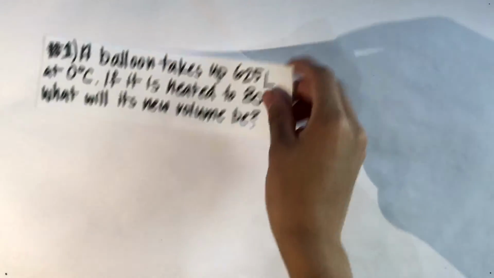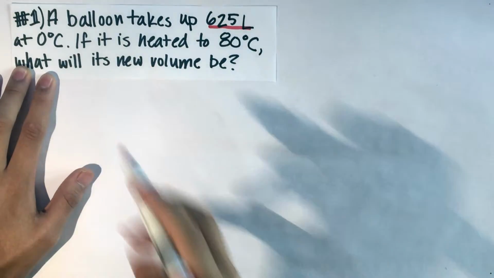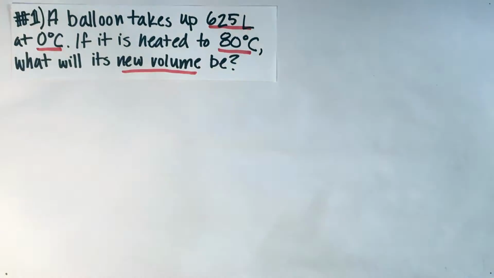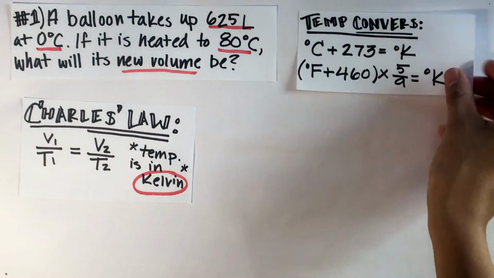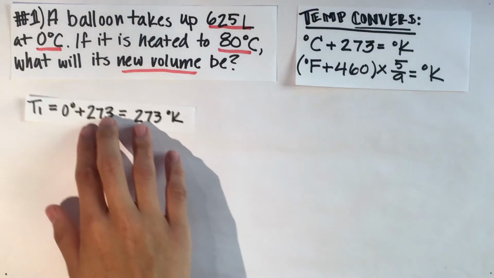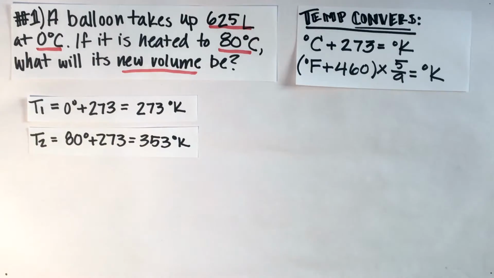So here's our first example problem. A balloon takes up 625 liters at 0 degrees Celsius. If it is heated to 80 degrees Celsius, what will its new volume be? The equation for Charles' Law requires degrees measured in Kelvin, so we have to convert our Celsius into Kelvin. Here you can see we converted our initial and final temperatures into Kelvin.